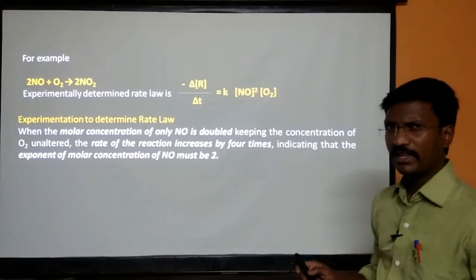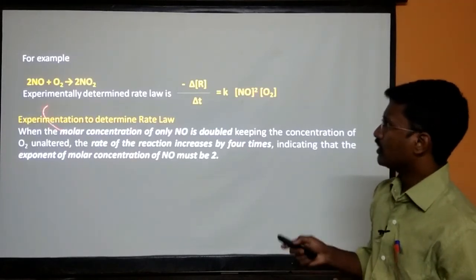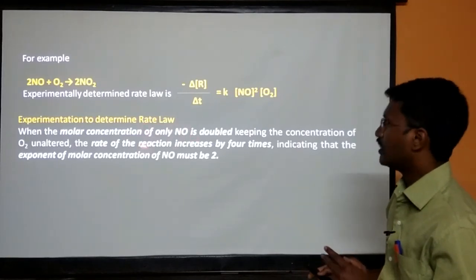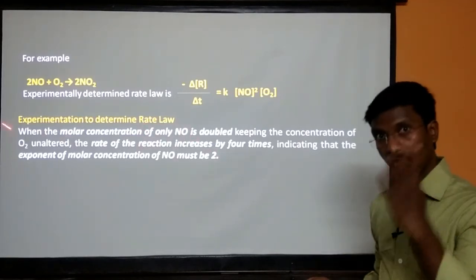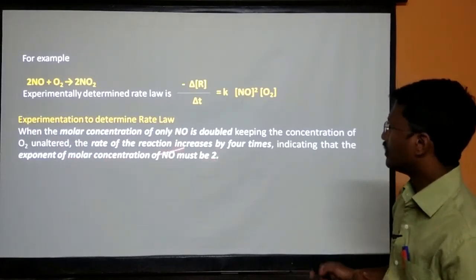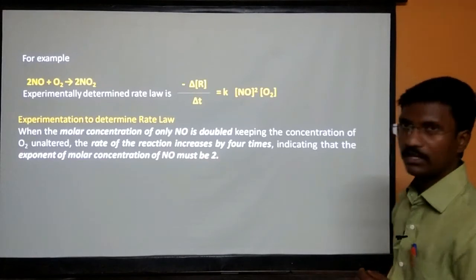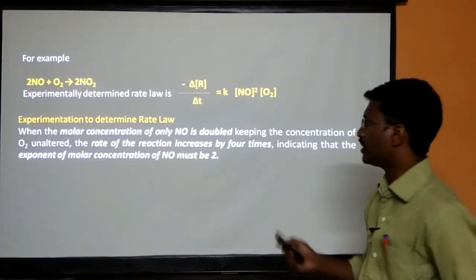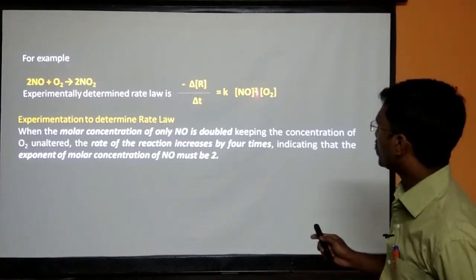There are only 3 terms to remember in this whole explanation. The one thing is, when the concentration is doubled, if the rate of the reaction increases by 4 times, then the power should be 2, meaning the exponent of the concentration of NO must be 2. I hope you will understand it still better with the next one. Are you understanding why we have written 2?